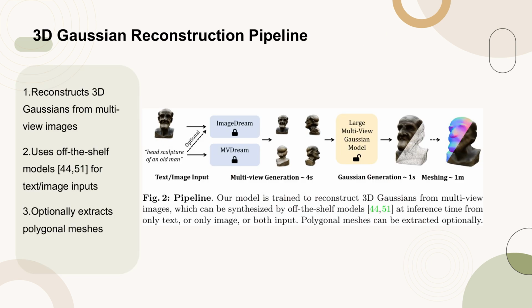Figure 2 illustrates the pipeline of our model, which is designed to reconstruct 3D Gaussians from multi-view images. This process can be initiated with either text or image inputs, leveraging existing models to synthesize the necessary multi-view images. Additionally, our model offers the capability to optionally extract polygonal meshes from the generated 3D Gaussians, enhancing the versatility and applicability of the reconstructed 3D data.